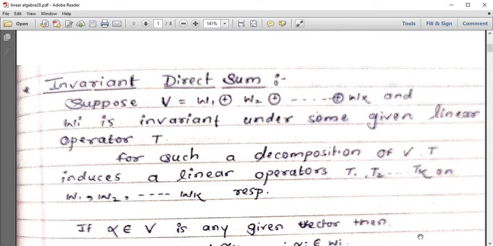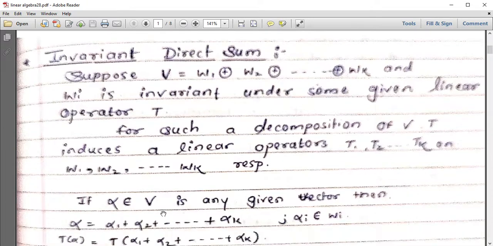Suppose V is equal to the direct sum of W1, W2 up to Wk, where all these Wi's are subspaces of V, and each Wi is invariant under some given linear operator T. For such a decomposition of V, T induces linear operators T1, T2 up to Tk on W1, W2 up to Wk respectively.